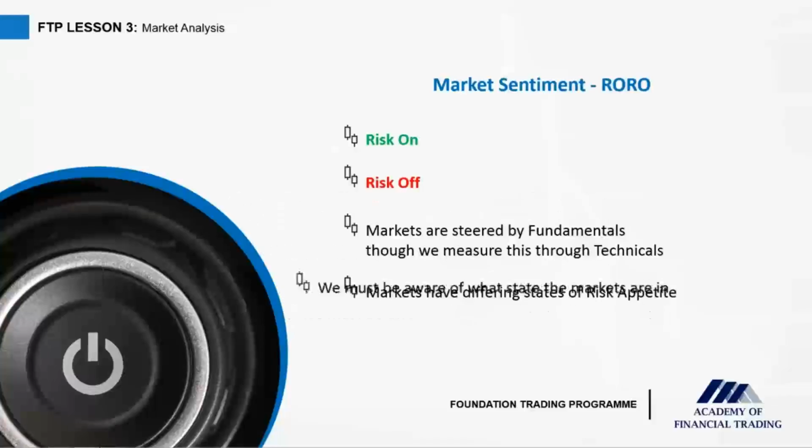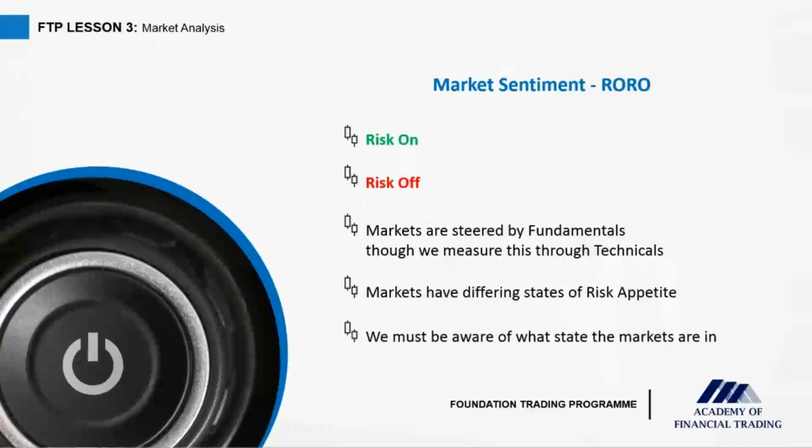So we must also be aware as to what state the markets are in. Now, this is the problem with looking exclusively at the smaller timescales. It's almost impossible to see the bigger picture. So you must zoom out and be aware of what state the markets are in by looking at much bigger time frames. It will give you a much clearer interpretation in terms of what's happening.